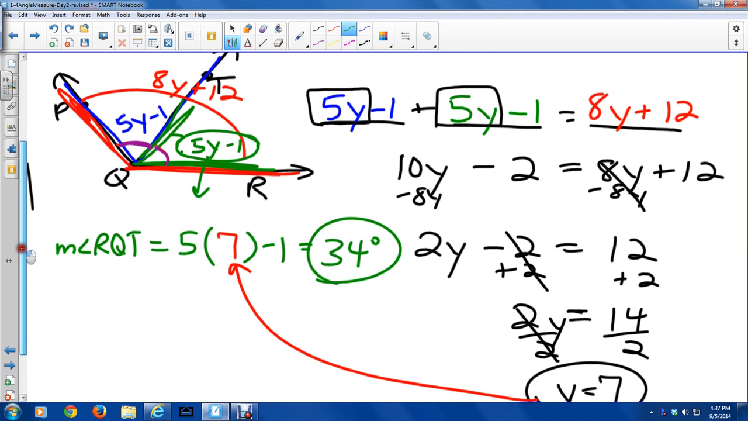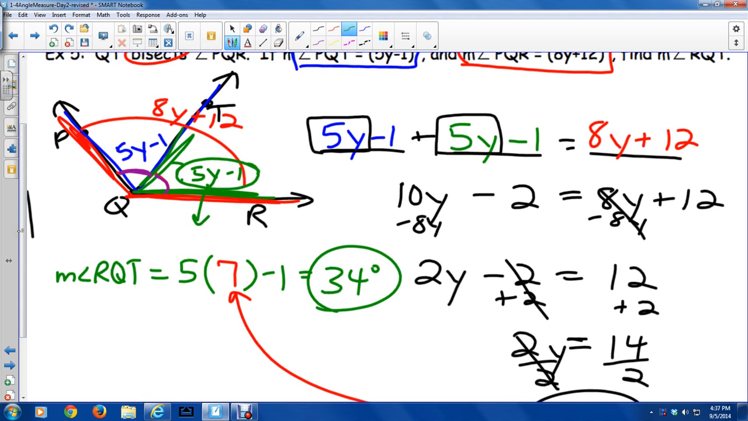Again, not a bad idea if you're doing this on your own to go ahead and plug in your y to the 8y plus 12. And if this is really double each of these angles, because we have a bisector, you should be coming out with 68 degrees. That's all. That's even a little bit more complicated example with the angle bisector. With those, you should be able to do any angle problem, whether you're using angle addition postulate or angle bisector. Good luck.